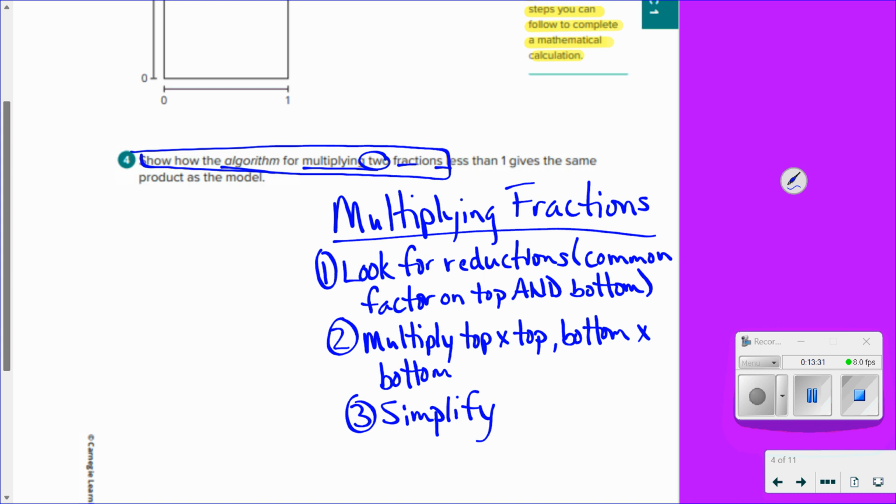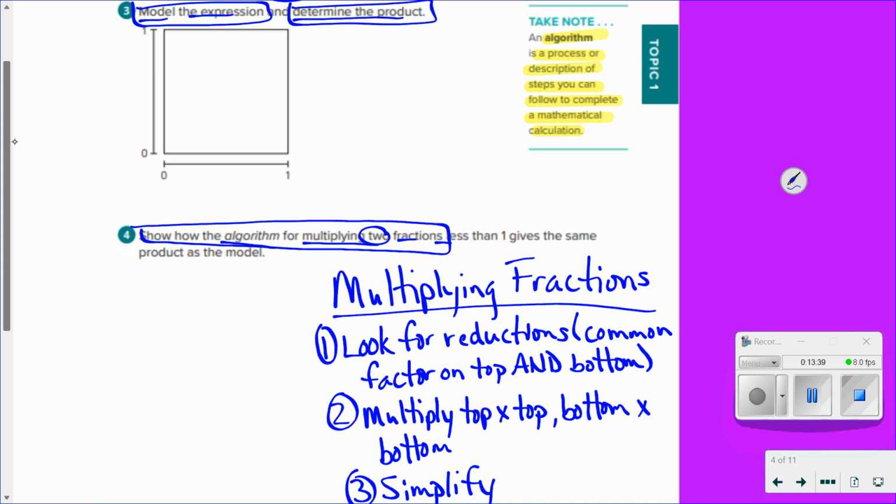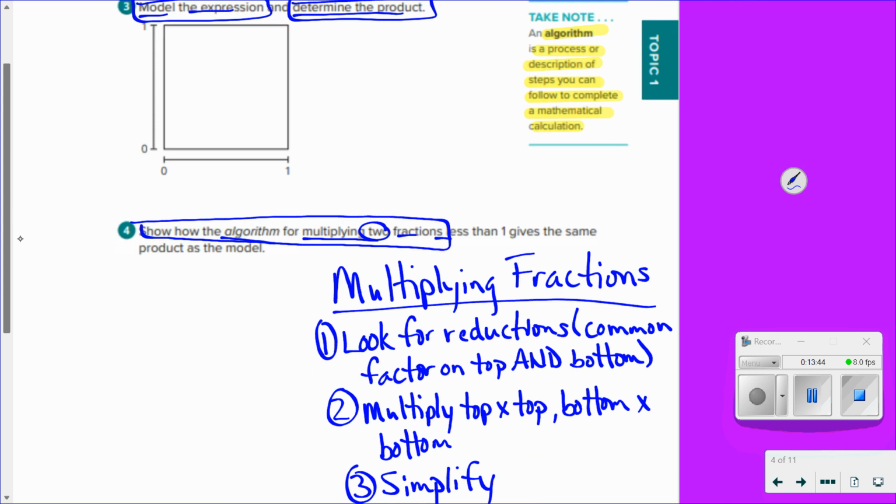You guys need to use your highlighters or colored pencils. Do the model like we did on the previous page in part 3. And then number 4, you're just going to do the math. So using this algorithm, you're going to multiply 2/3 times 3/5 and tell me what it equals. Questions? Okay, we'll give you guys about 6 minutes. Go ahead and get started.